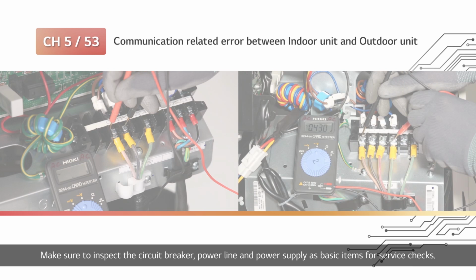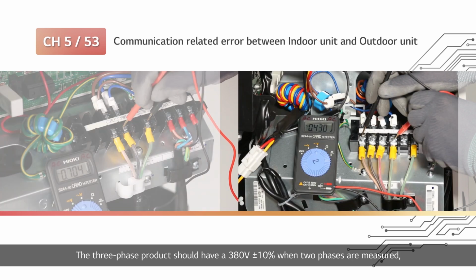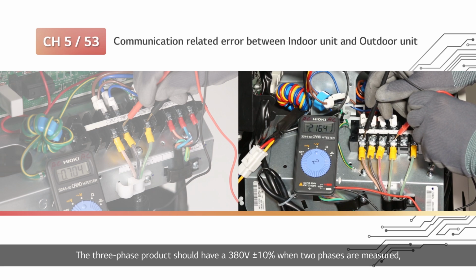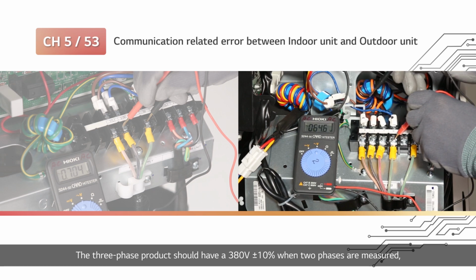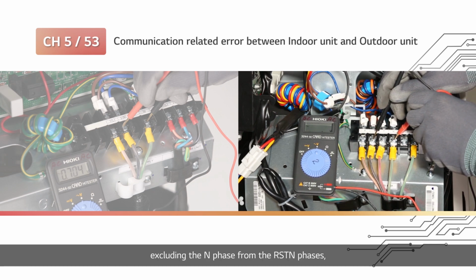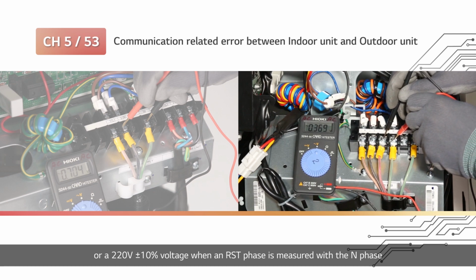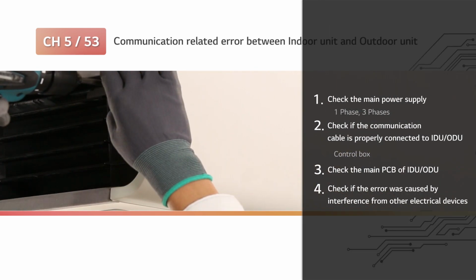Make sure to inspect the circuit breaker, power line, and power supply as basic items for service checks. The single-phase product should have 220 volts plus or minus 10% when the LN phase is measured. The three-phase product should have 380 volts plus or minus 10% when 2 phases are measured, excluding the N phase, from the RSTN phases, or 220 volts plus or minus 10% when an RST phase is measured with the N phase.